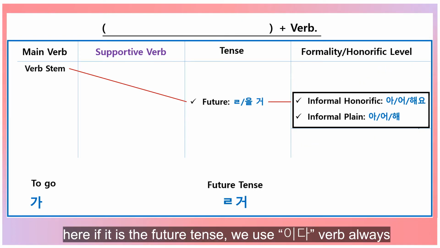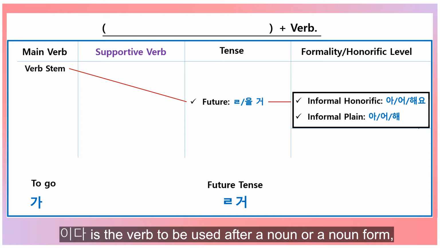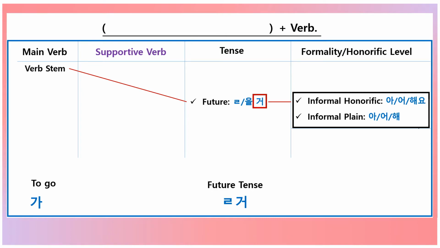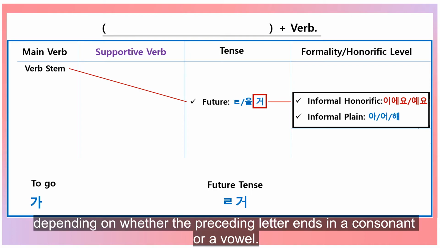But here, if it is the future tense, we always use the 이다 verb. 이다 is the verb to be used after a noun or a noun form. And here this 거 is actually a noun form, so we use the 이다 verb for the future tense. When it is the 이다 verb, the informal honorific ending becomes 이에요 or 예요, depending on whether the preceding letter ends in a consonant or a vowel.